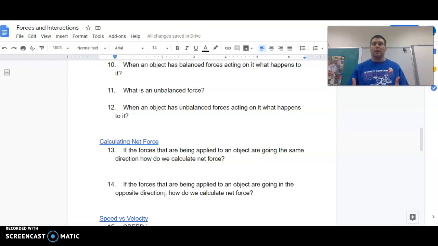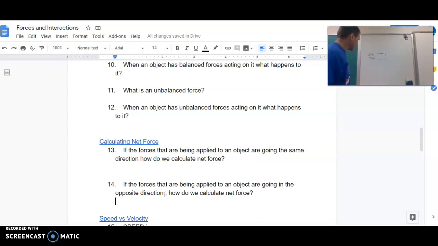If the forces being applied to an object are going the same direction, how can we calculate net force? And if the forces being applied to an object are going in the opposite direction, how do we calculate net force?